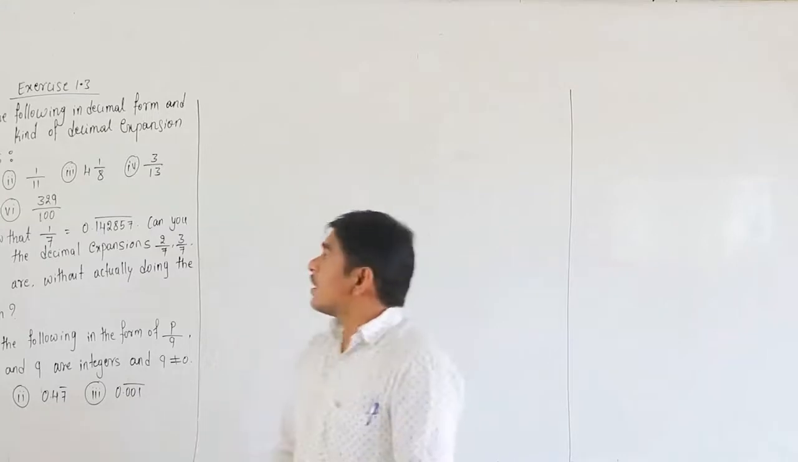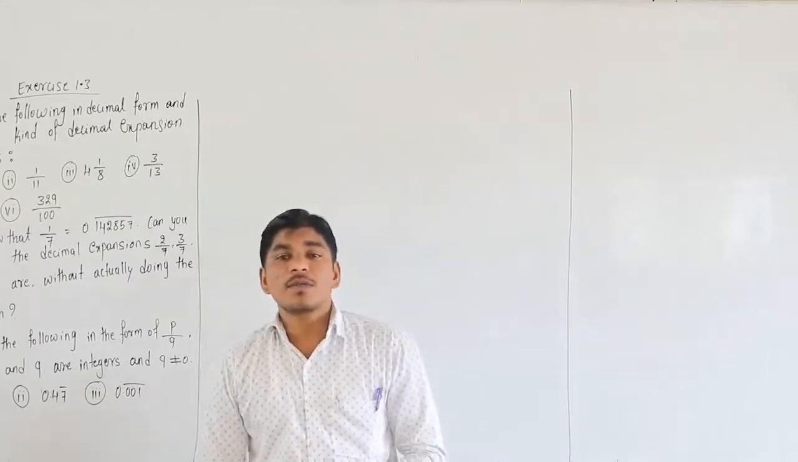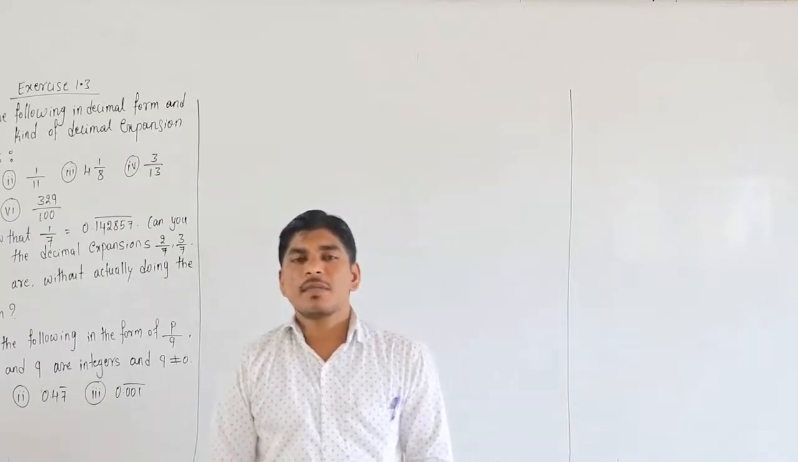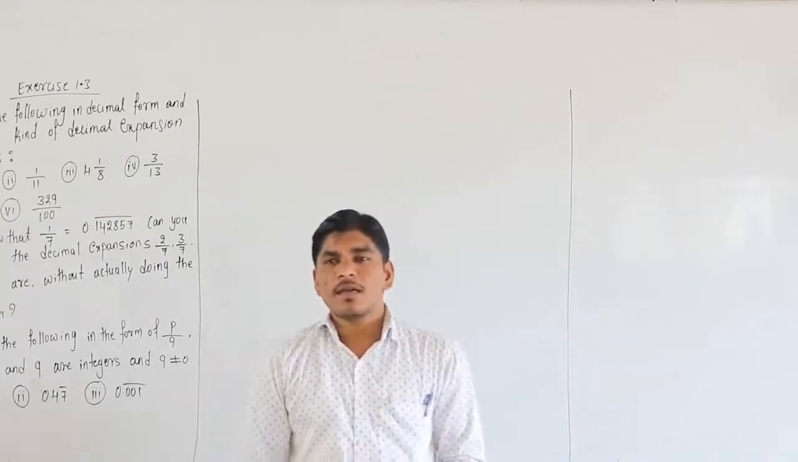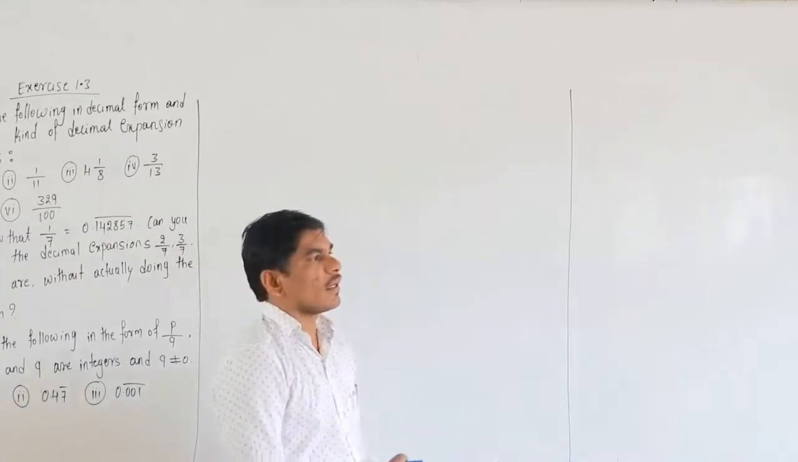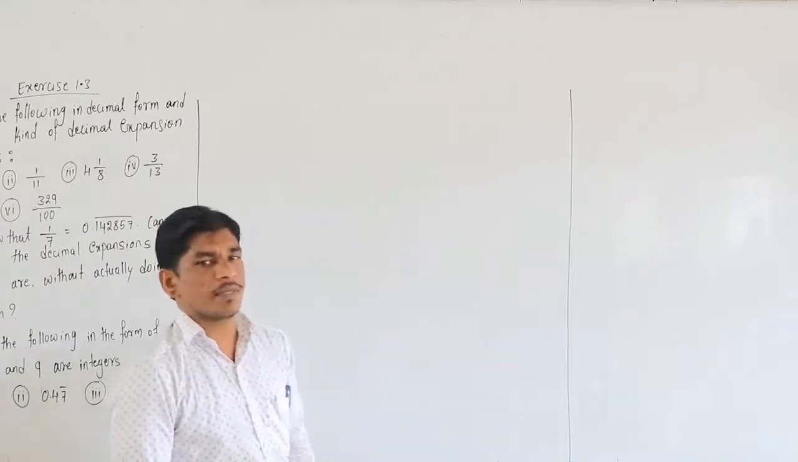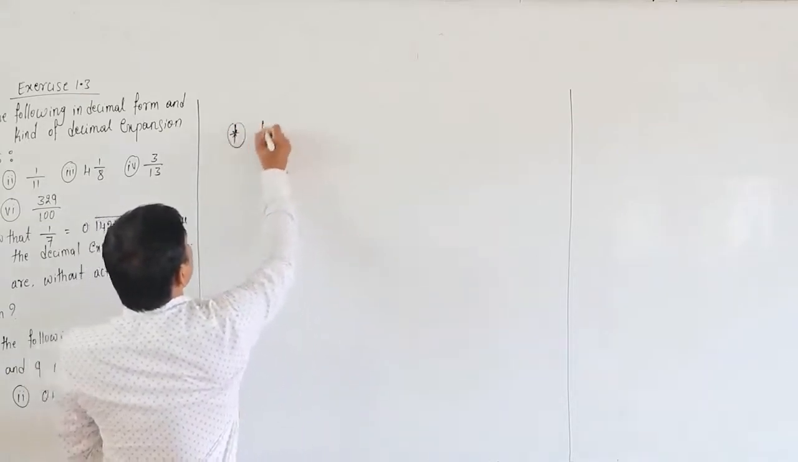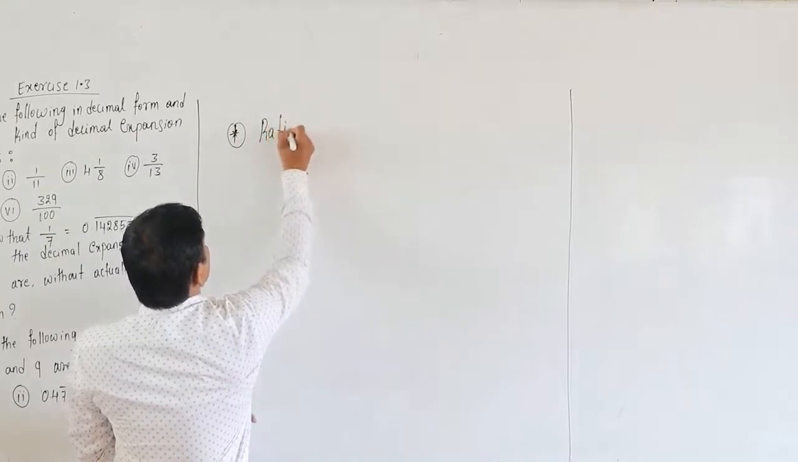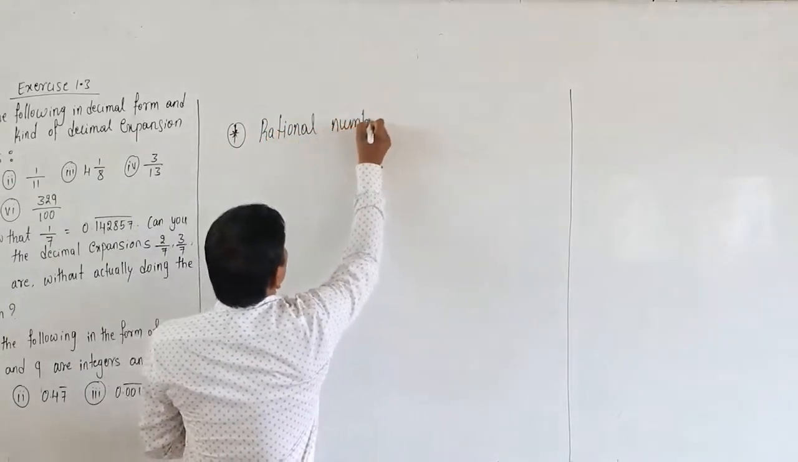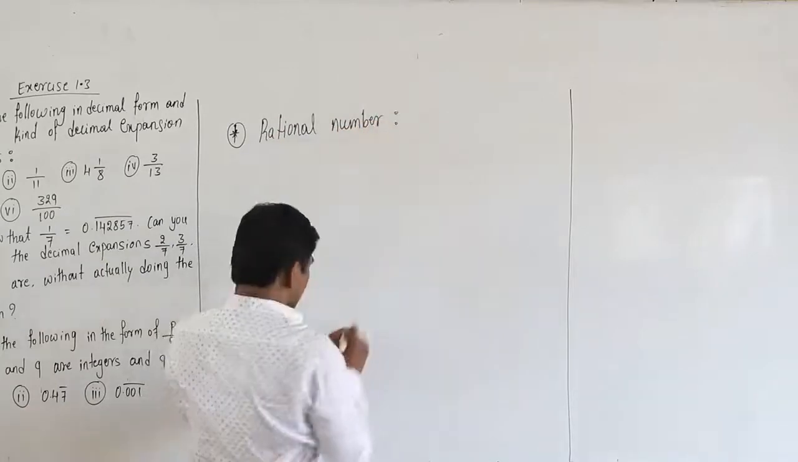Now, in a previous class we discussed the number system, basic concepts and some problems. Today we are discussing some important concepts. The first one is rational number. We have already discussed it, but some points remain.